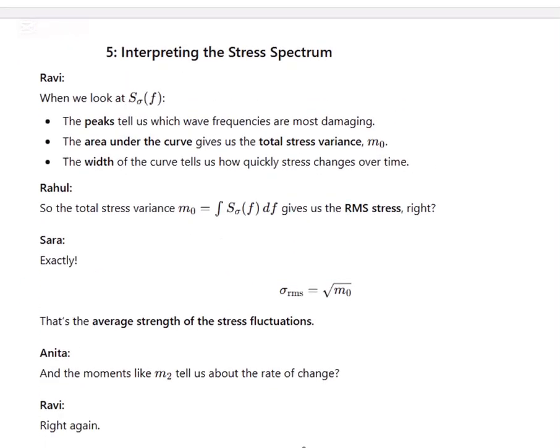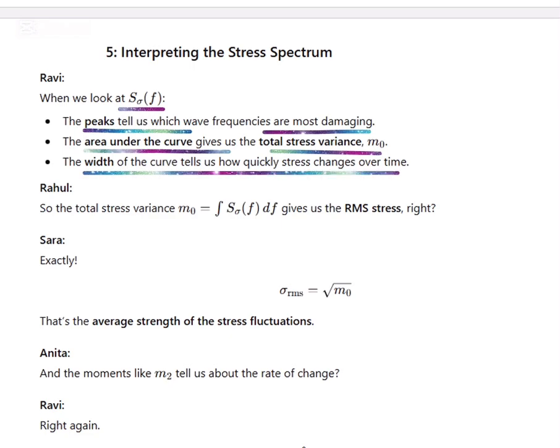Interpreting the stress spectrum. When we look at S sigma F, the peak tells us which wave frequencies are most damaging, the area under the curve gives us total stress variance, and the width of the curve tells us how quickly the stress changes over time. The total stress variance is given by the RMS value also, right?